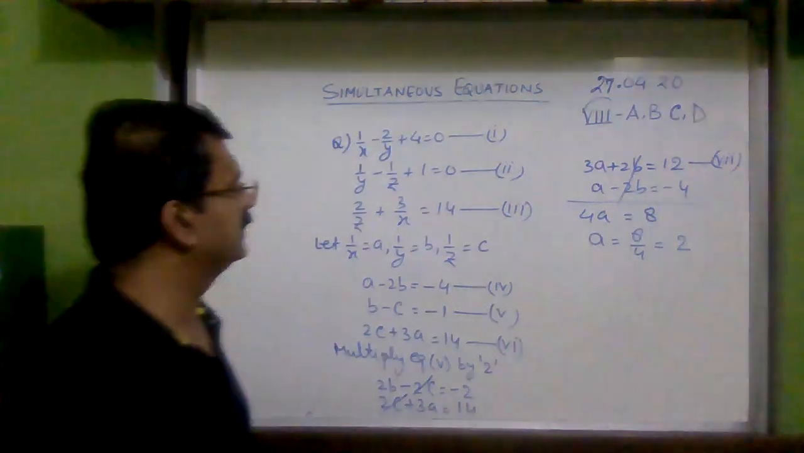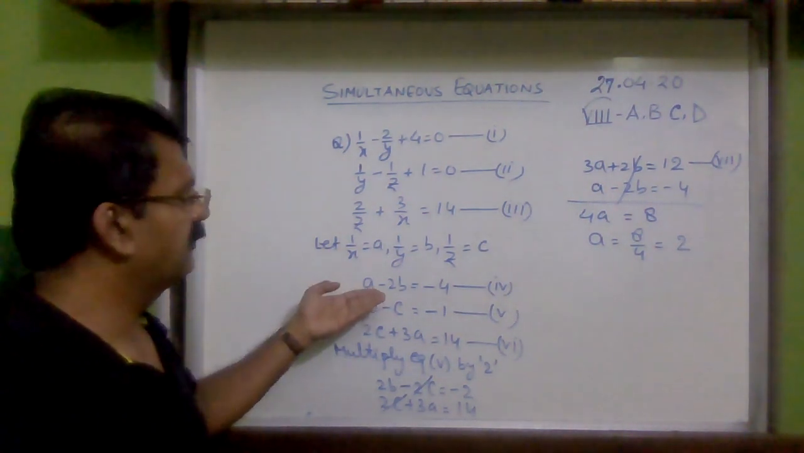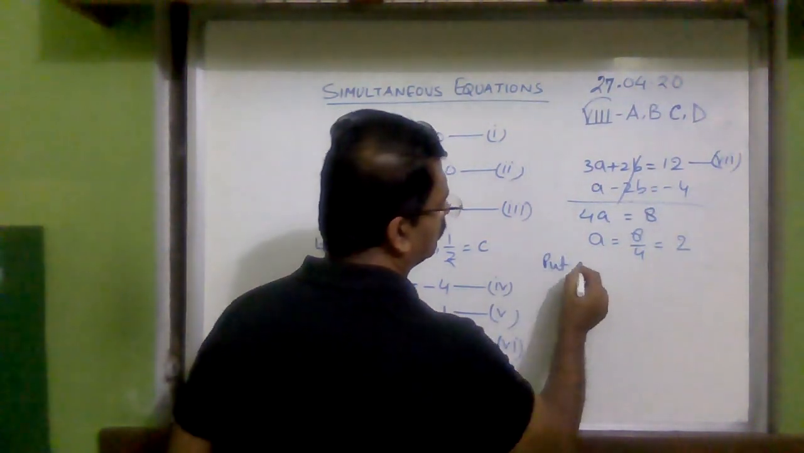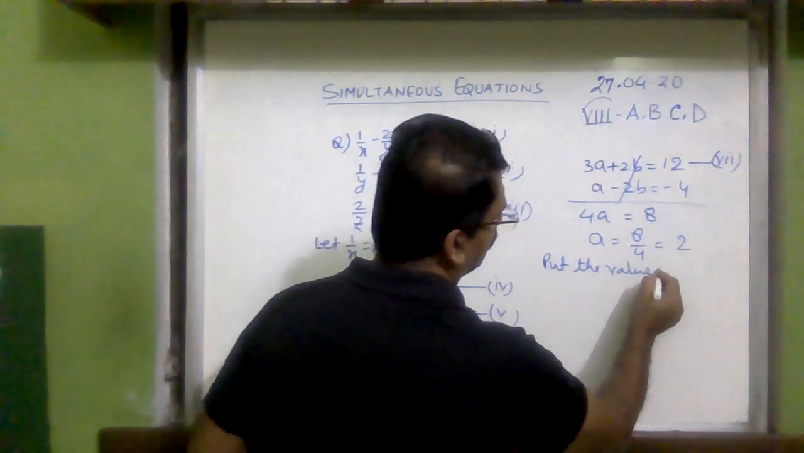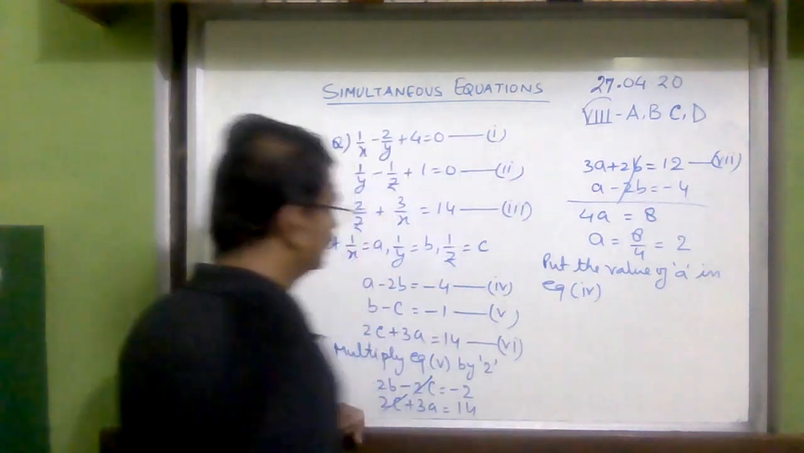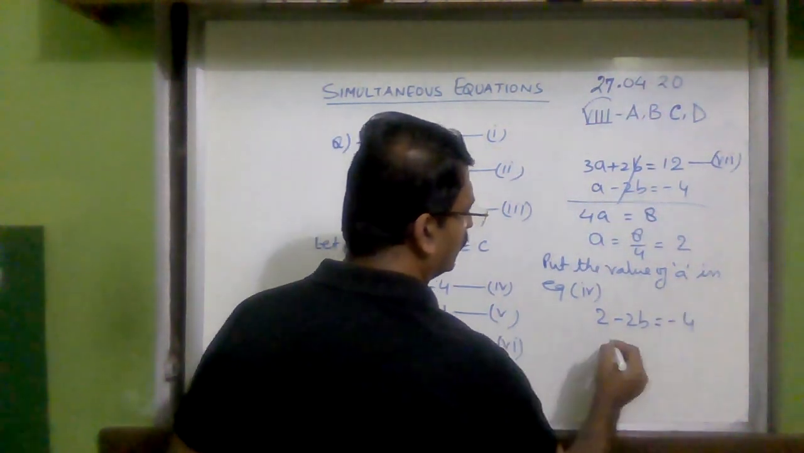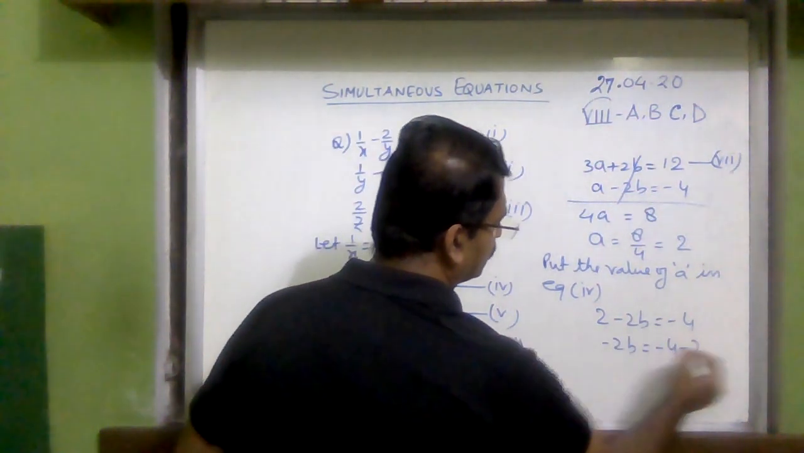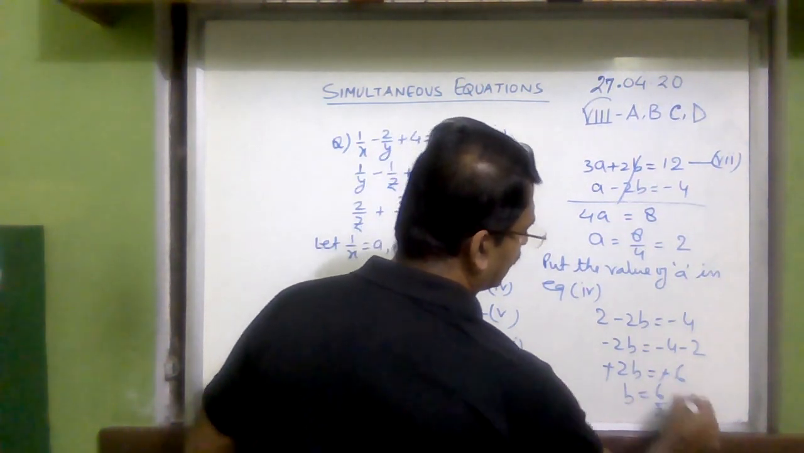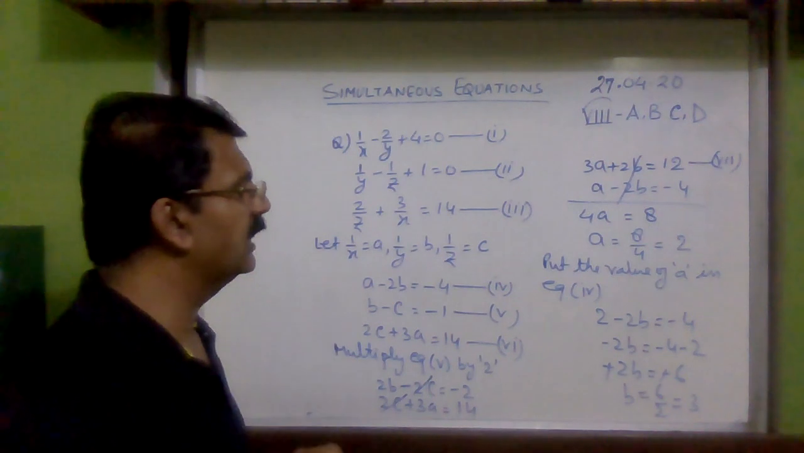So we have found A is equal to 2. Put this value of A in equation number 4, and you will get the value of B. So when you put the value of A in equation number 4, it is 2 minus 2B is equal to minus 4, minus 2B is equal to minus 4 minus 2, minus 2B is equal to minus 6, B is equal to 6 upon 2, that is 3. So we have found B is equal to 3. Now A is equal to 2 and B is equal to 3.